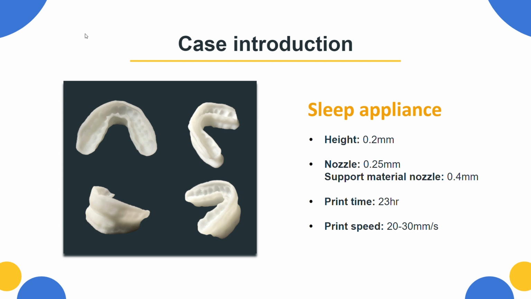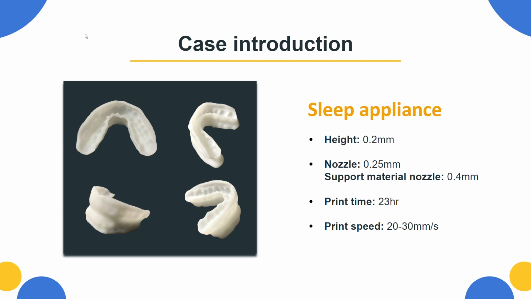We set the height as 0.2 mm. We use a 0.25 mm nozzle and a 0.4 mm support material nozzle. We choose these two bigger diameter nozzles to save material and time. The total process takes about 4.5 hours. The speed is about 20 to 30 millimeters per second.